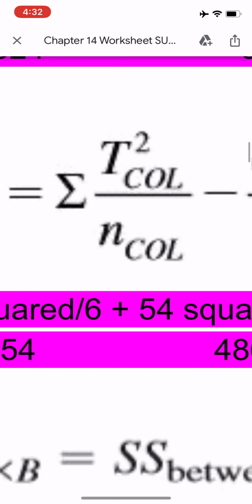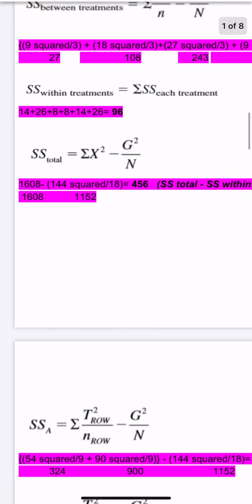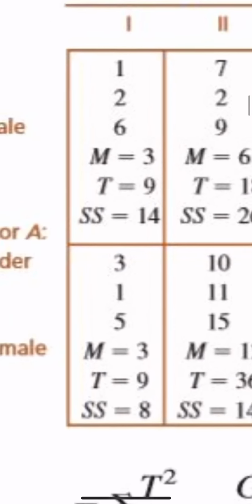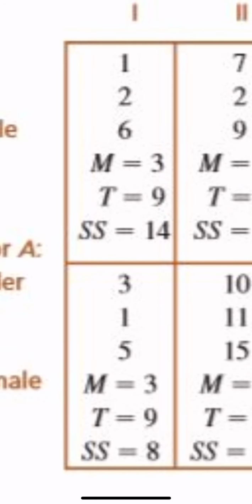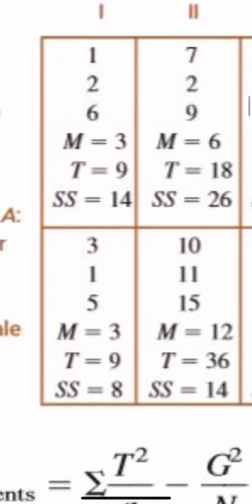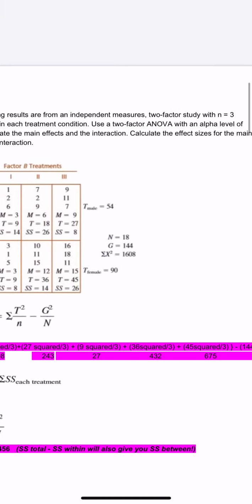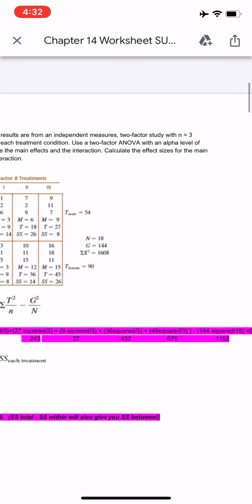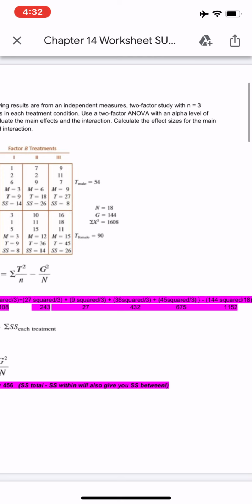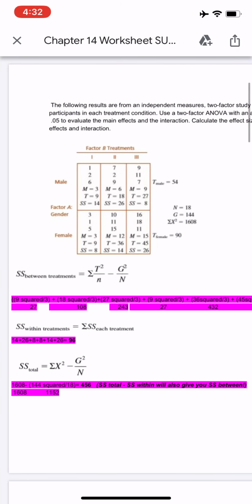And as you can see, N column here is 6. Well, how did I get 6? Well, here's a column. That's one column, and there's 3 participants per cell. So if there's 3 participants per cell, and we know that because there's 3 scores in each cell, and also the question told us that there are n equal 3 in each treatment condition, or in each cell.